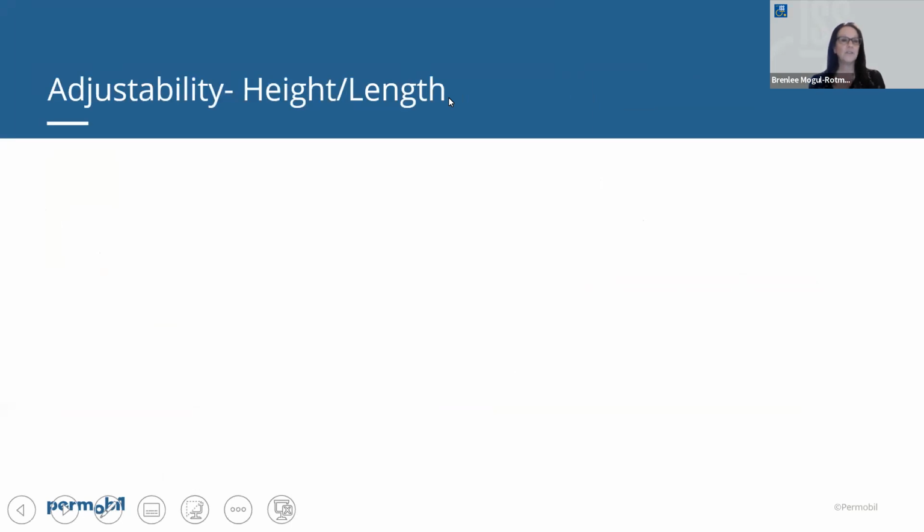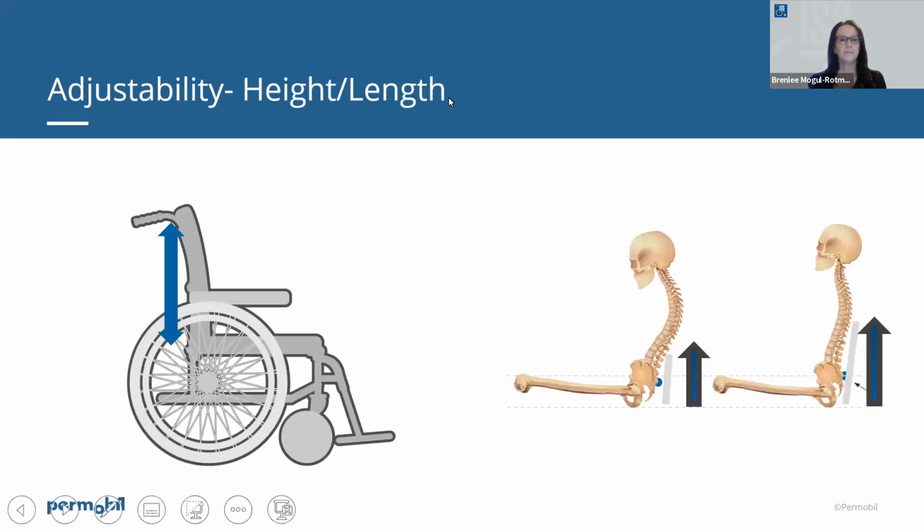All right, so after we talk about the mediums, let's talk about some adjustability of back supports, and we'll start with the height and the length. Height is where the back support is mounted on the chair. Length of a back is how tall or long the back support is. So they're two different things.